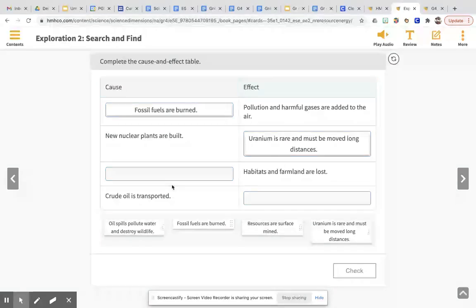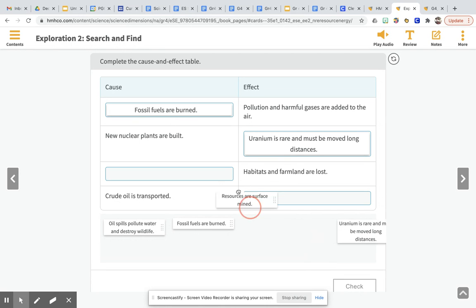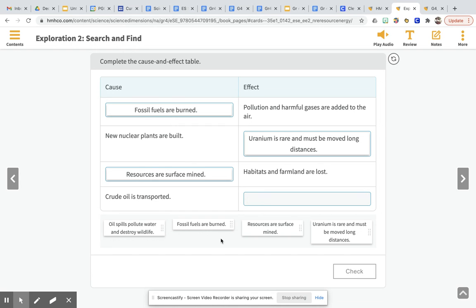Let's take a look at the next one. It is a cause. Well, the effect is habitats and farmlands are lost. And so resources are surface mined, and then habitats and farmlands are lost. And then finally, crude oil is transported.